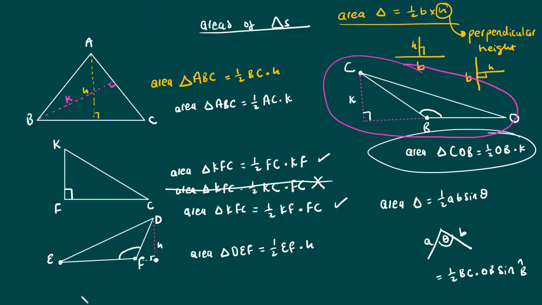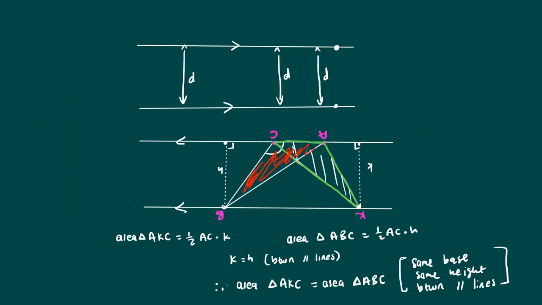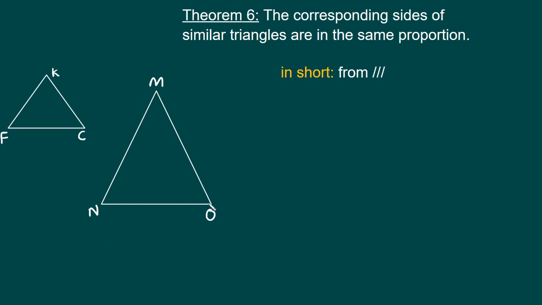Good. Then, good people, the last one would be this one, right? And then how do we prove this one? This one is saying that the corresponding sides of triangles that are similar are in the same proportion.